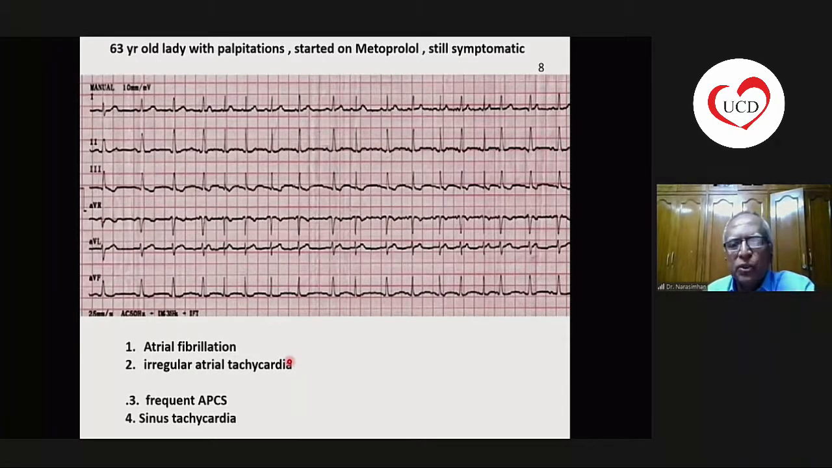This is a 63-year-old lady who came with irregular palpitation and was referred for atrial fibrillation. She was on metoprolol and anticoagulation.